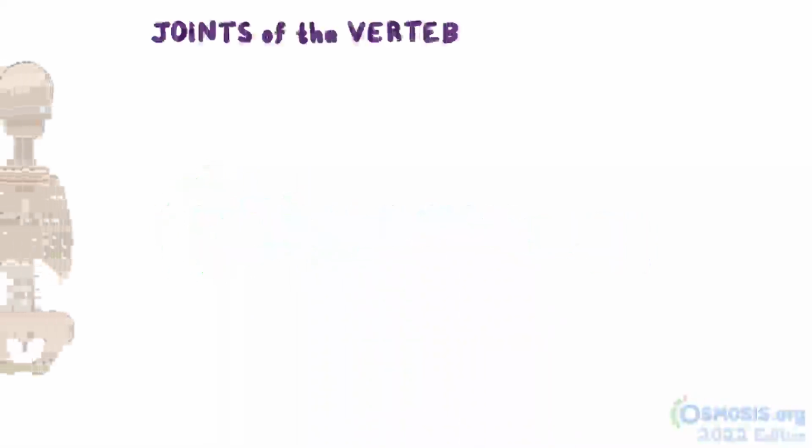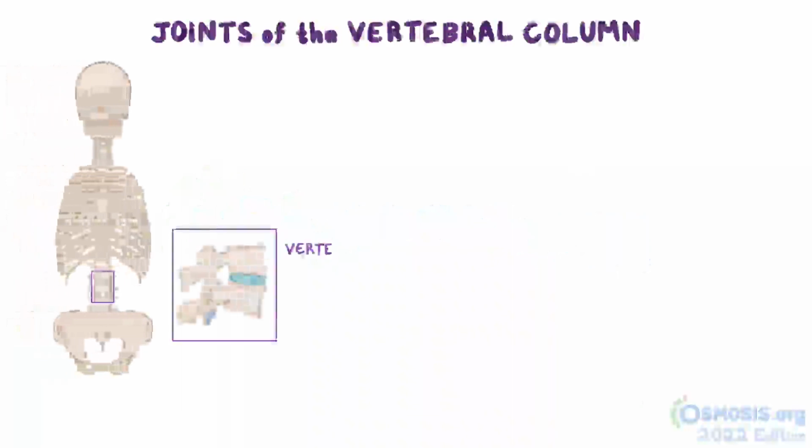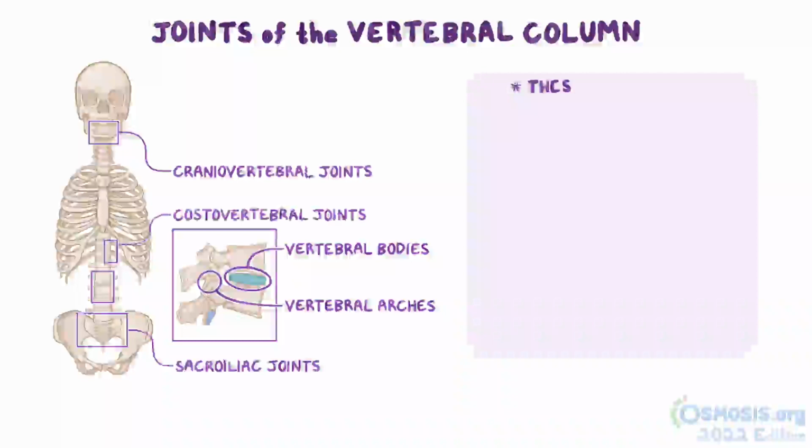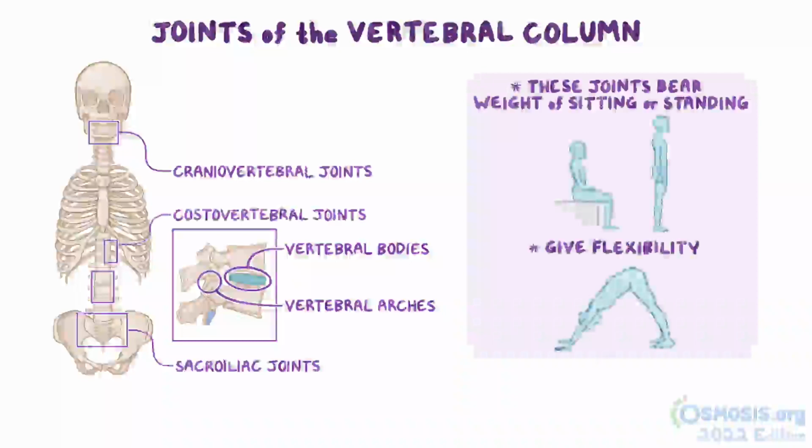The joints of the vertebral column include the joints of the vertebral bodies, the joints of the vertebral arches, the craniovertebral joints, costovertebral joints, and the sacroiliac joints. These joints bear the body weight when sitting or standing and give us the flexibility to do the downward dog in yoga class.